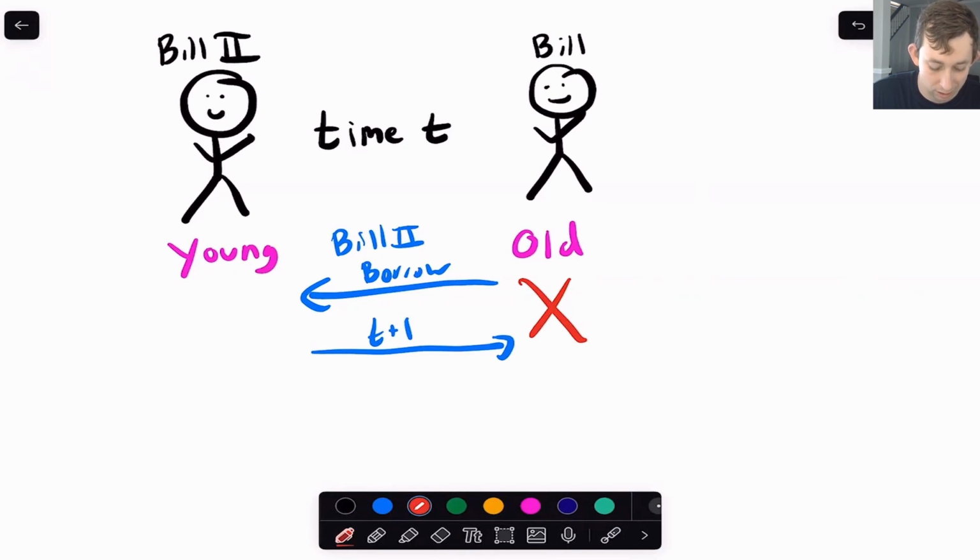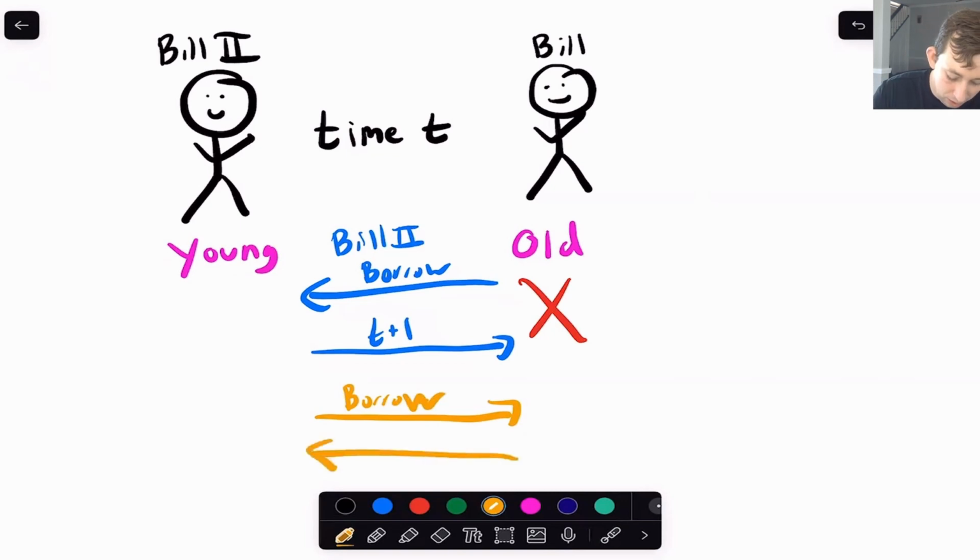So that doesn't make sense at all for me, so I'm not going to lend anything to you today. Now, if we go the other way, it's also not going to work. Because if Bill the old says, hey, Bill the second, I want to borrow some money from you today so that I can smooth my consumption a little bit.